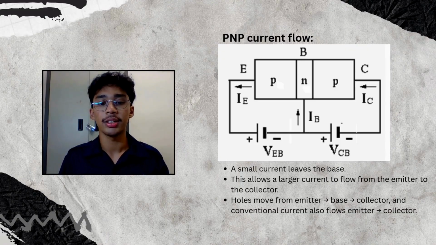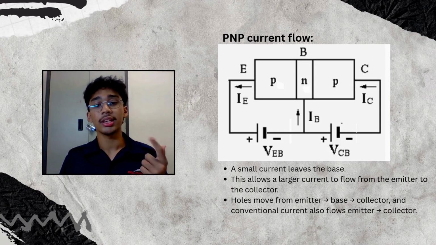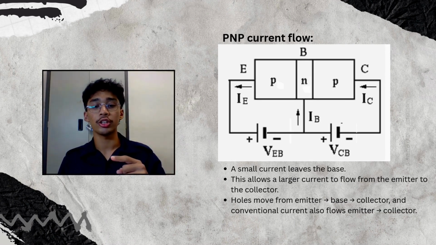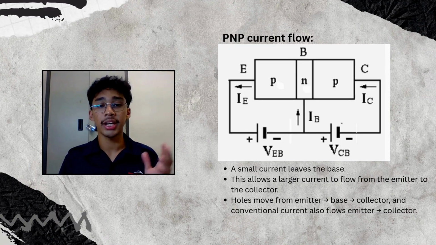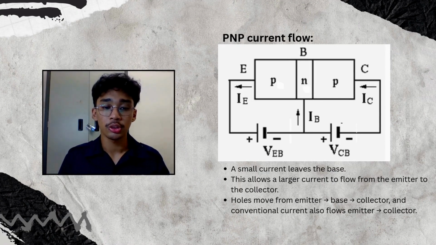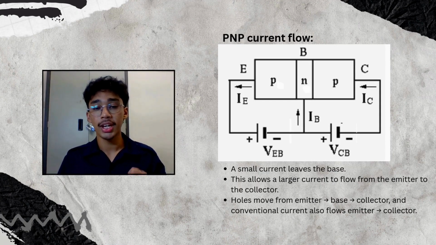On the other hand, a PNP transistor has a structure made of P-type, N-type, and another P-type semiconductor material. In this transistor, the current flows in the opposite direction compared to the NPN transistor. A small current leaves the base, allowing a larger current to flow from the emitter to the collector. PNP transistors are also used in electronic circuits, especially in combination with NPN transistors.